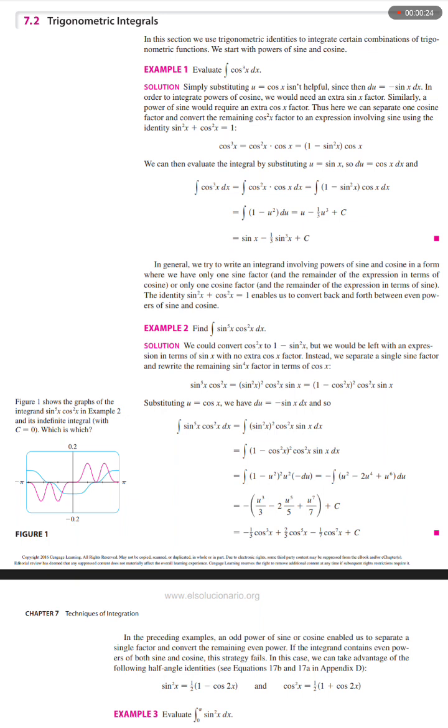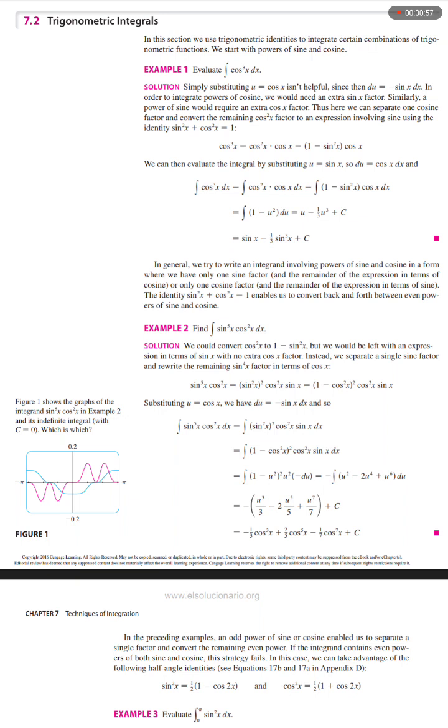Example 1, evaluate the integral of cosine cubed x dx. Solution: simply substituting u equals cosine x isn't helpful, since then du equals negative sine x dx. In order to integrate powers of cosine, we would need an extra sine x factor.